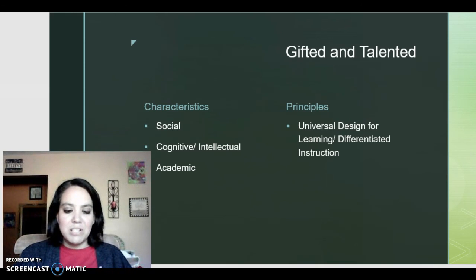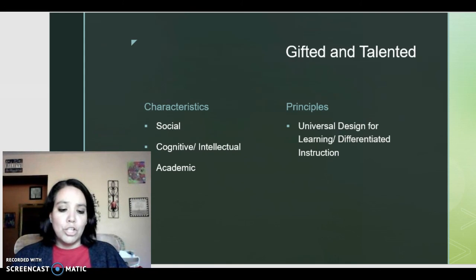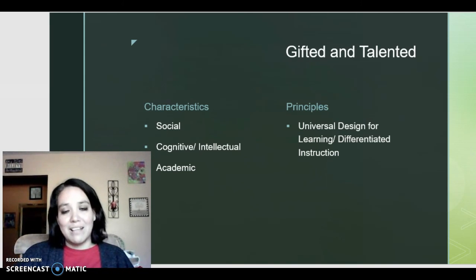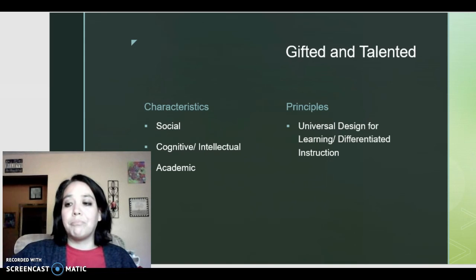Academic characteristics are that students that are gifted have a higher tendency to become perfectionists. They also have a tendency to become bored in class a lot more easily than their typical peers. A universal design for learning for gifted and talented: one strategy is to use the school enrichment model. This ensures that students that are gifted are able to be educated in a general classroom.